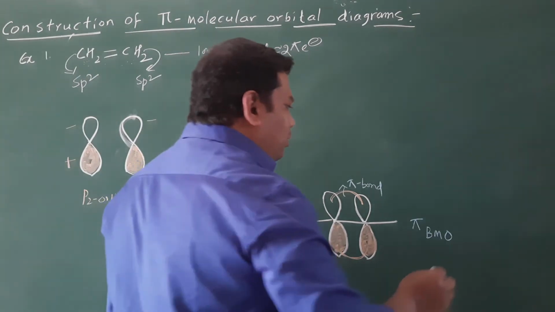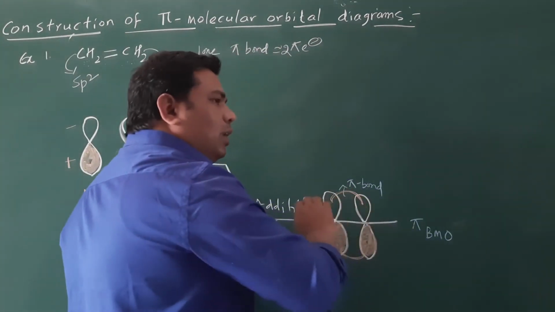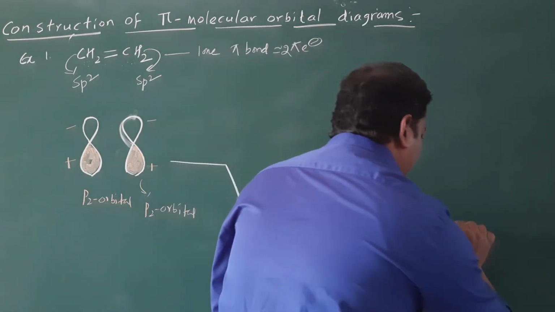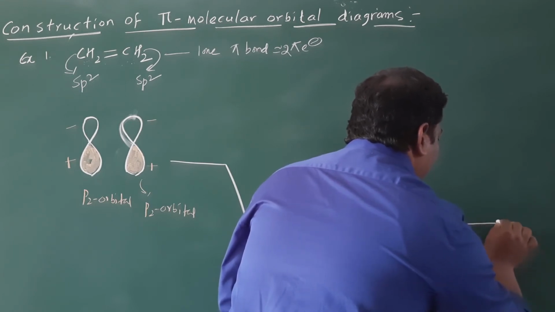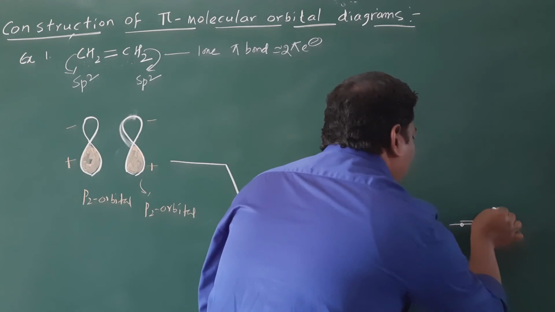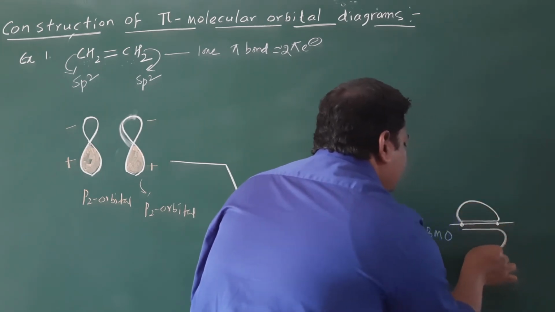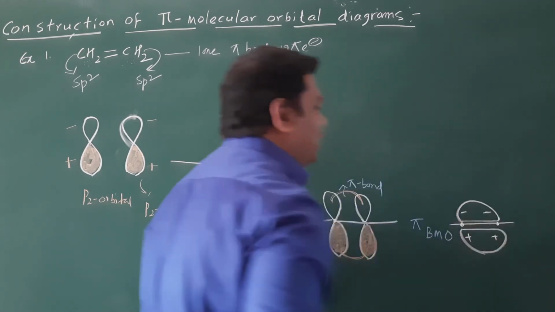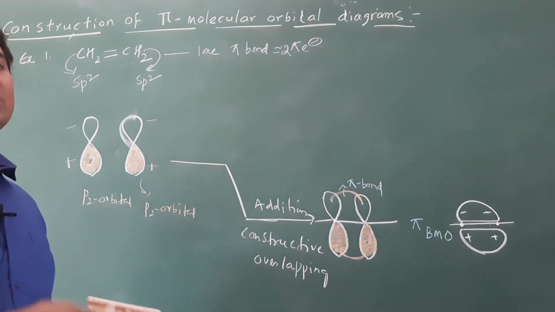So in this case, here you can see what will happen. The lobes are overlapping here. These are the two carbon atoms. So these lobes are overlapping, plus plus and minus minus. So that is the constructive overlapping, or in-phase overlapping.